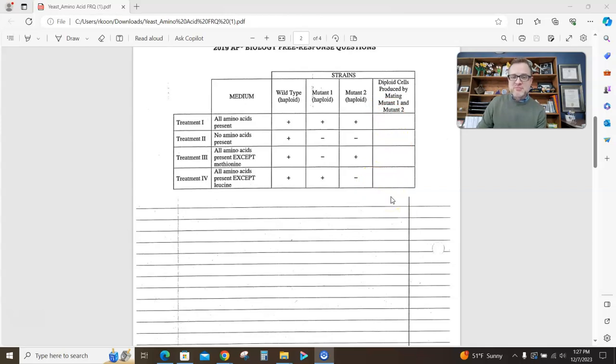Treatment 3 shows that mutant 1 can't make methionine. Treatment 4 shows that mutant 2 can't make leucine. Those are haploid. If I put them together, and the new strain has 2 copies of each, then what one couldn't make, the other one's providing the gene for. So this last column would have growth in all of them because the genes I knocked out were either methionine making in mutant 1 or leucine in mutant 2. If I hybridize them, they can make everything. So they'll grow in every column.